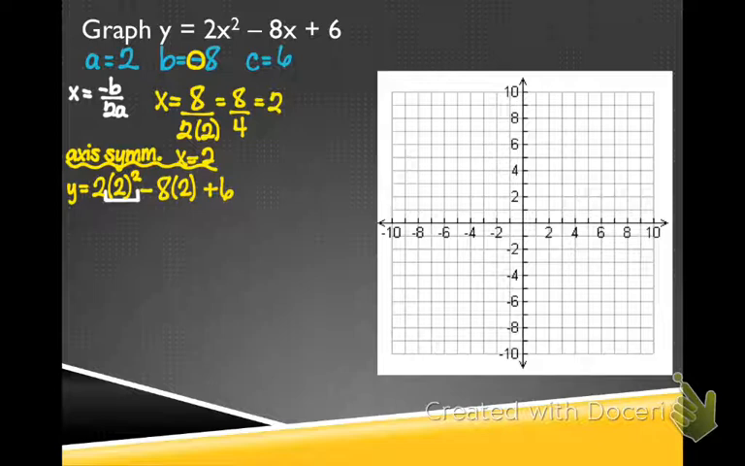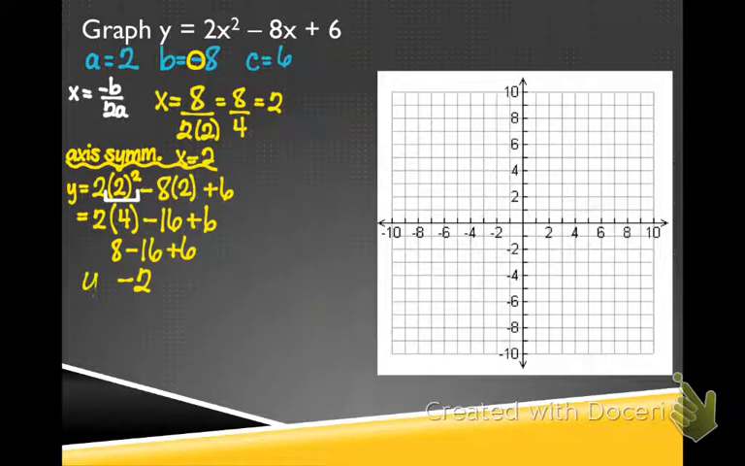So you have to make sure you follow the order of operations, which means I have to do 2 to the second power before I can multiply it by the 2 that's on the outside. So this 2 I'm not going to touch. 2 squared is 4, minus 16 plus 6. 2 times 4 is 8, minus 16 plus 6. When we work that straight across, we get negative 2. And that just told us what y is equal to.